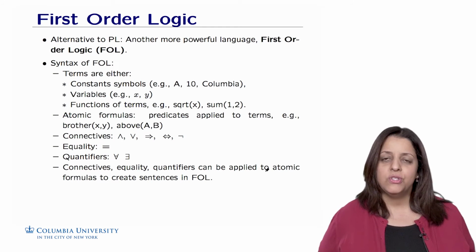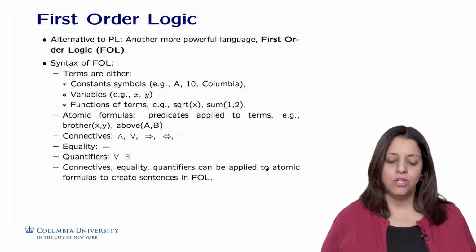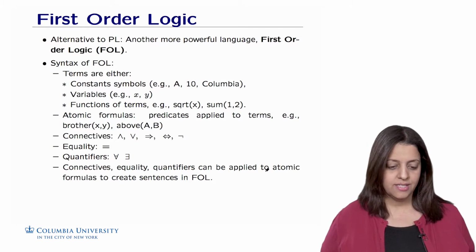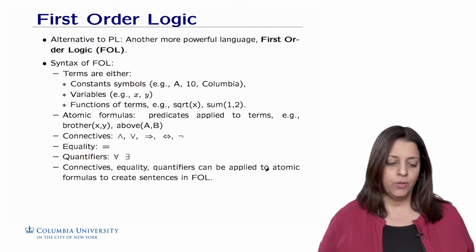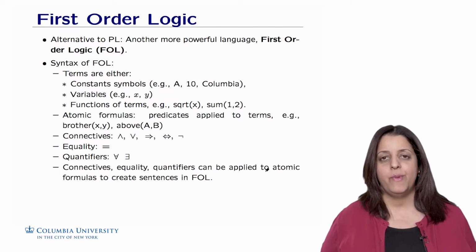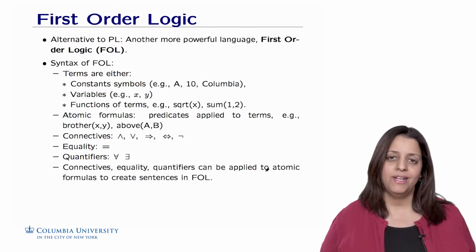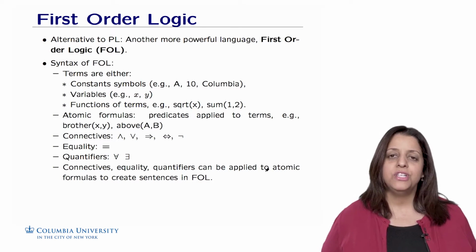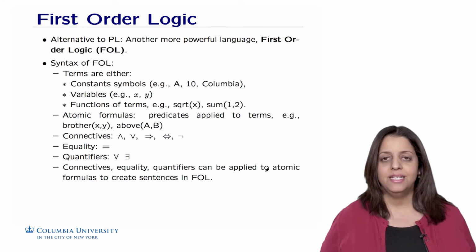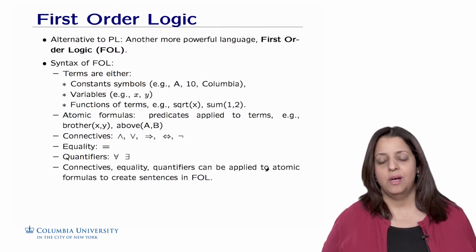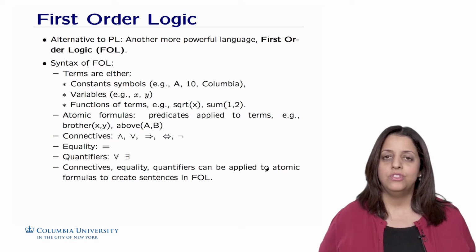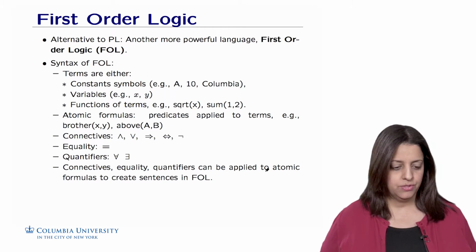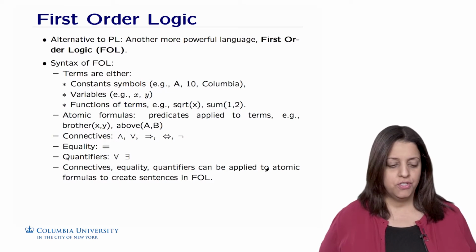So as an alternative to propositional logic, we have first-order logic, which is another kind of logic. That's a more powerful language that represents information about objects in a more compact way, and also relationships between these objects. So in this lecture, I will just give you a flavor of what this looks like. If you want to dive into this topic more, I invite you to check chapters 8 and 9 in the book.